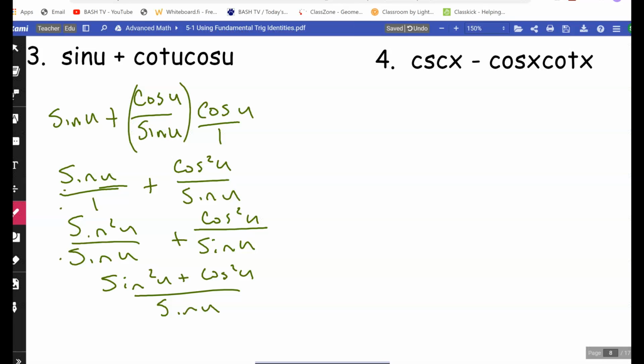And then we look at that and some of us might be confused. Well, this is an identity. If you look, that is equal to 1. So we get 1 over sine. To be honest, we could leave it like that, 1 over sine, or we could simplify into cosecant of u.